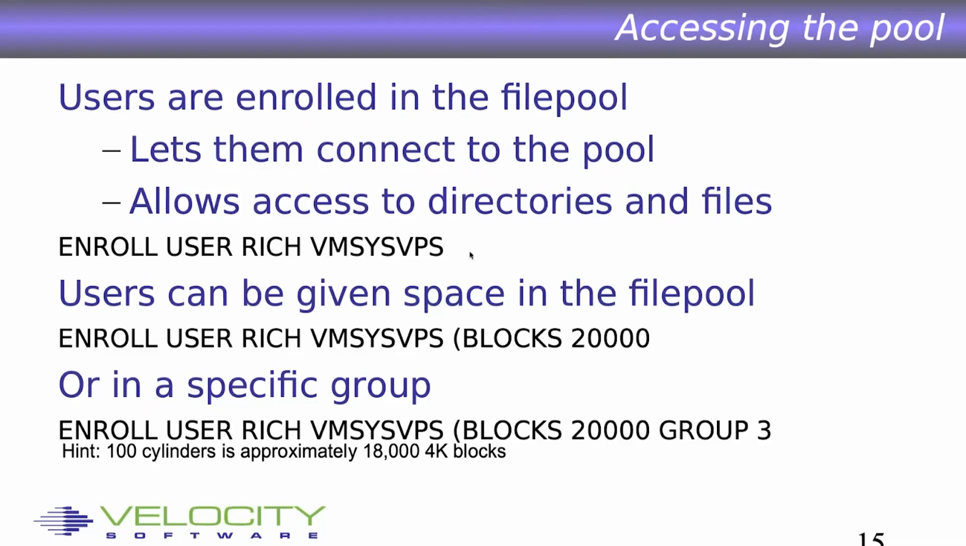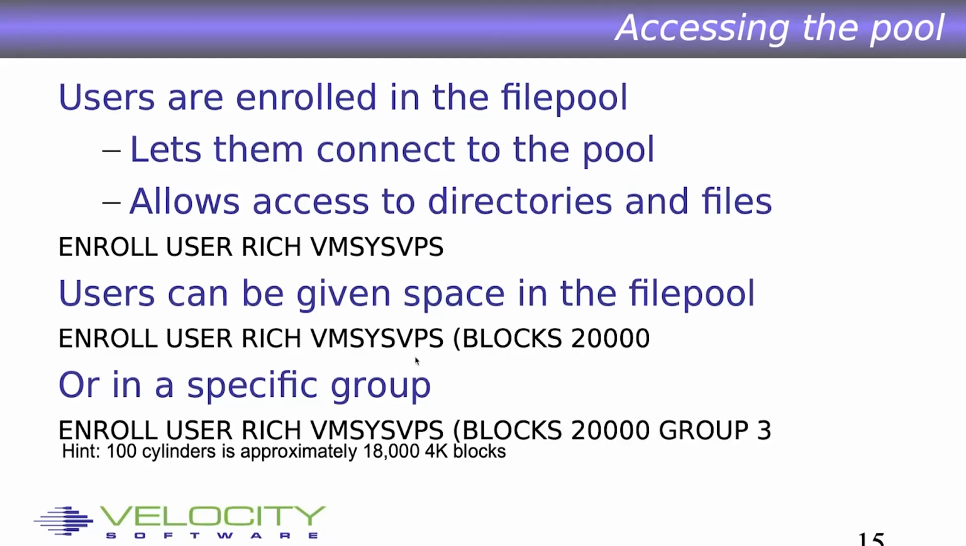So that's how we give a user access to the file pool. Now, this just lets them connect to the file pool. This doesn't mean they actually have space in the file pool. To give a user space in the file pool, we have to use the blocks option. That's what this left parenthesis is: these are optional parameters to the enroll command, and one of them is called blocks. So in this case, we're giving this user 20,000 blocks of space in the file pool.